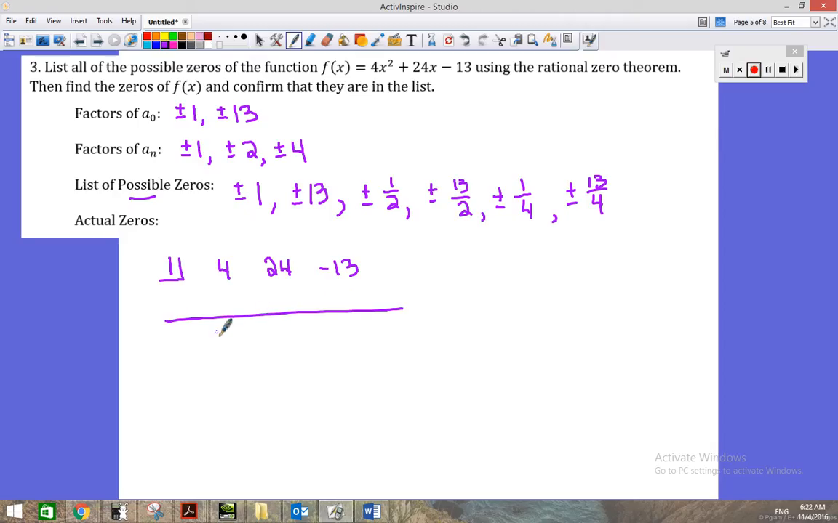Alright, so we can see that this is not 0. So 1 is not a 0 of the function. It is not an x-intercept. What about negative 1?